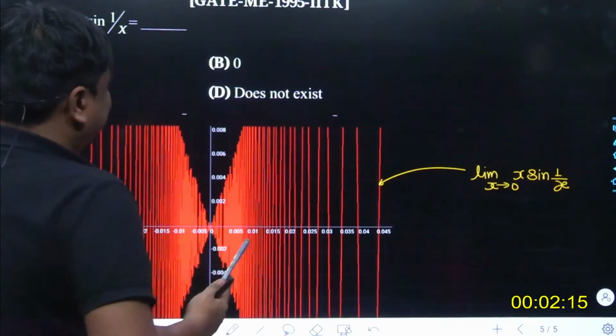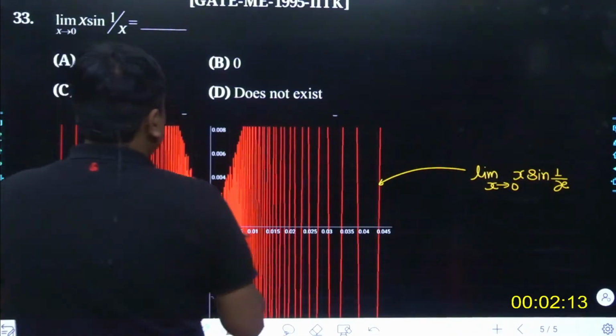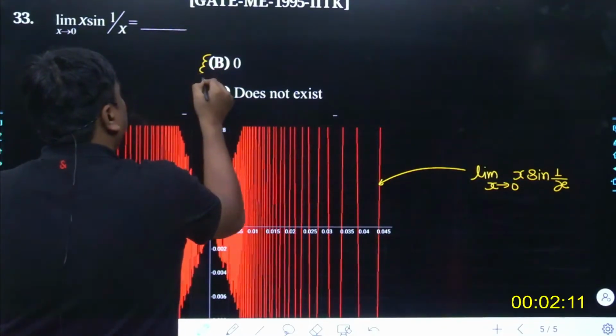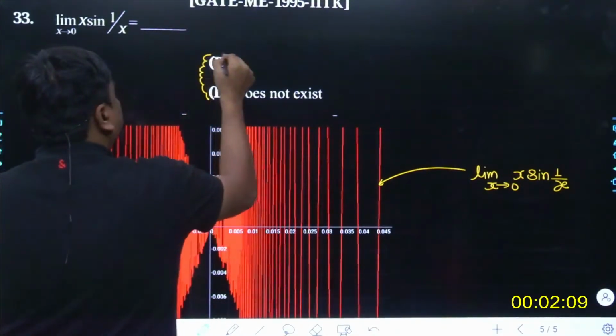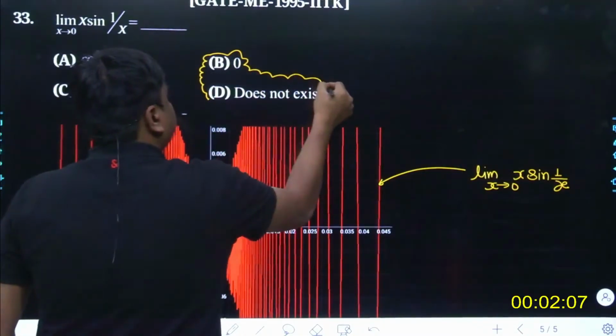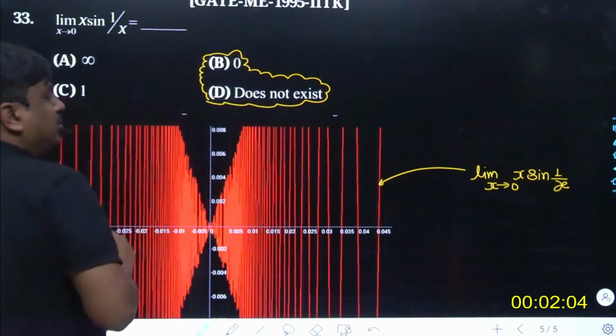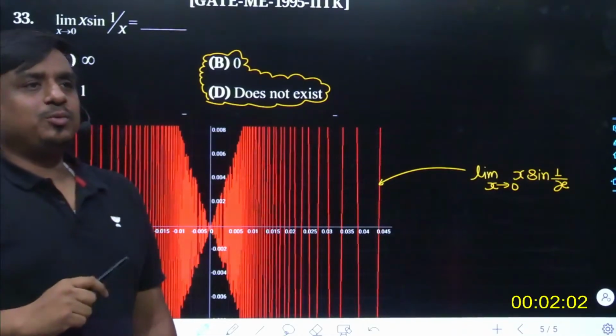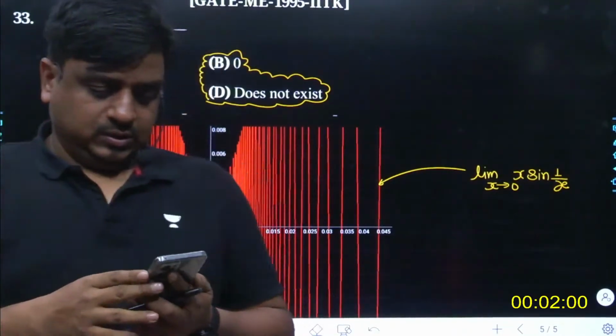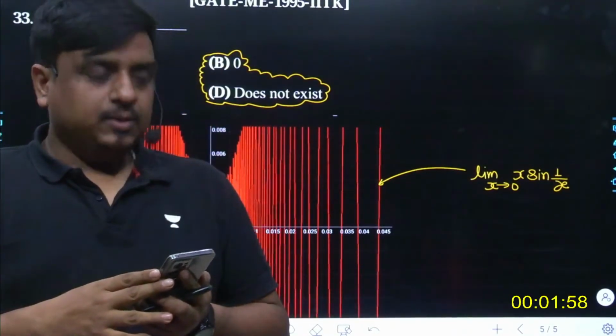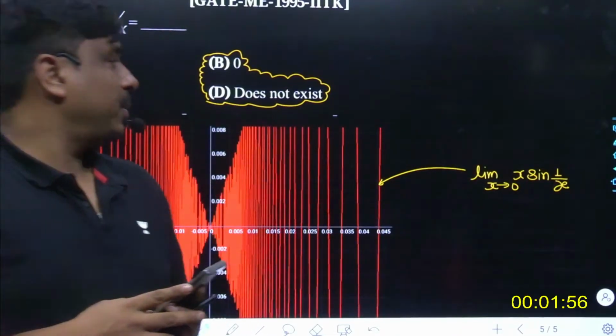Anyways, once you focus on x equal to 0, one thing is quite sure: it could have been anything apart from infinity and 1. Tell me what would be the answer for this given question.